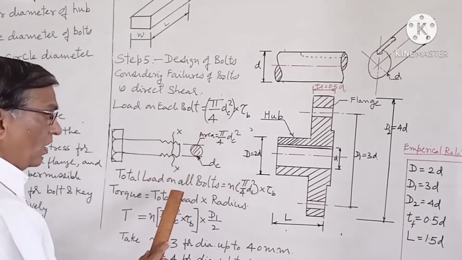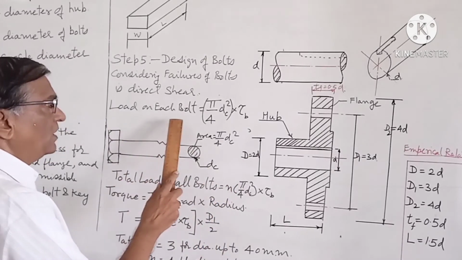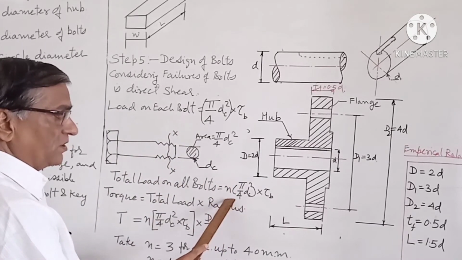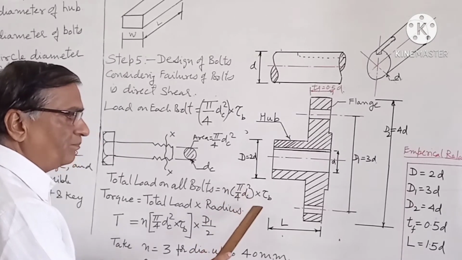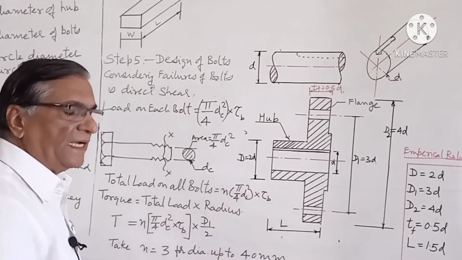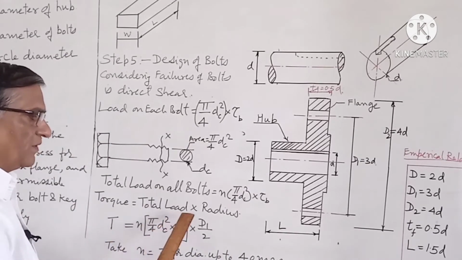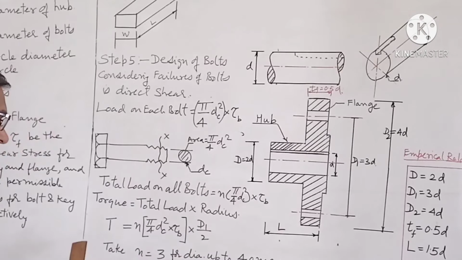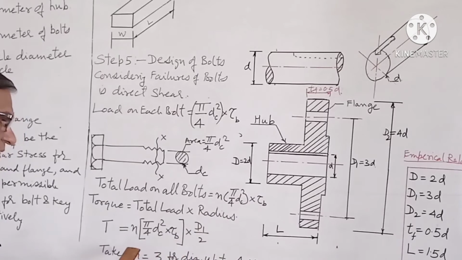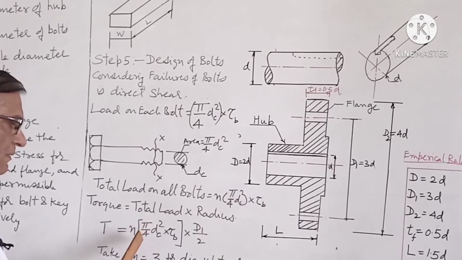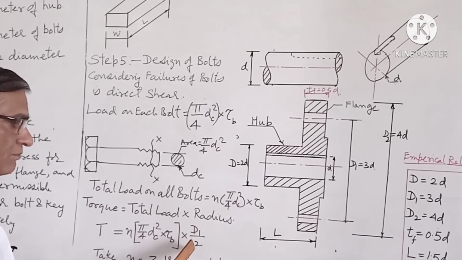Now total load on all the bolts, that is the load on each bolt multiplied by total number of bolts, that is equal to n multiplied by, in the bracket, pi by 4 dc square, multiplied by tau b. Now torque is equal to total load into radius. Now torque is equal to, putting the value of total load from here, n in the bracket pi by 4 dc square multiplied by tau b multiplied by D1 by 2.